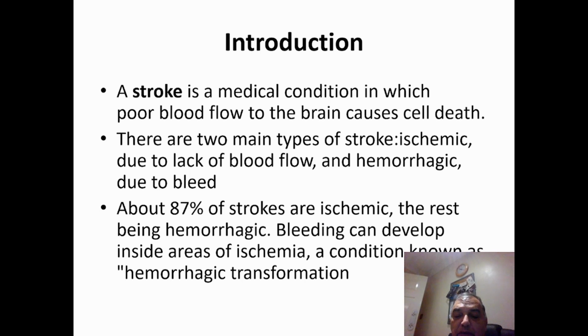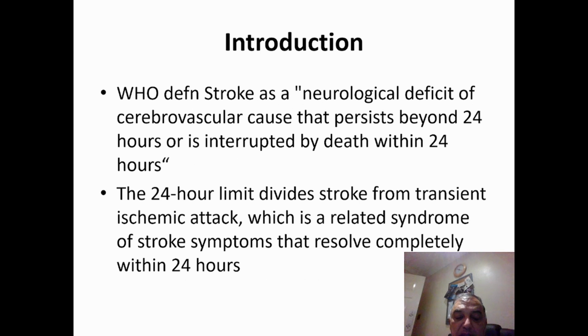There are two major types of stroke. One is the ischemic stroke due to lack of blood supply, and the other is a hemorrhagic stroke due to a bleed. But 85 to 87% of strokes are ischemic, the rest are hemorrhagic. Sometimes there can be a bleeding within an ischemic stroke, particularly if it is a big lesion, and this is called a hemorrhagic transformation of stroke.